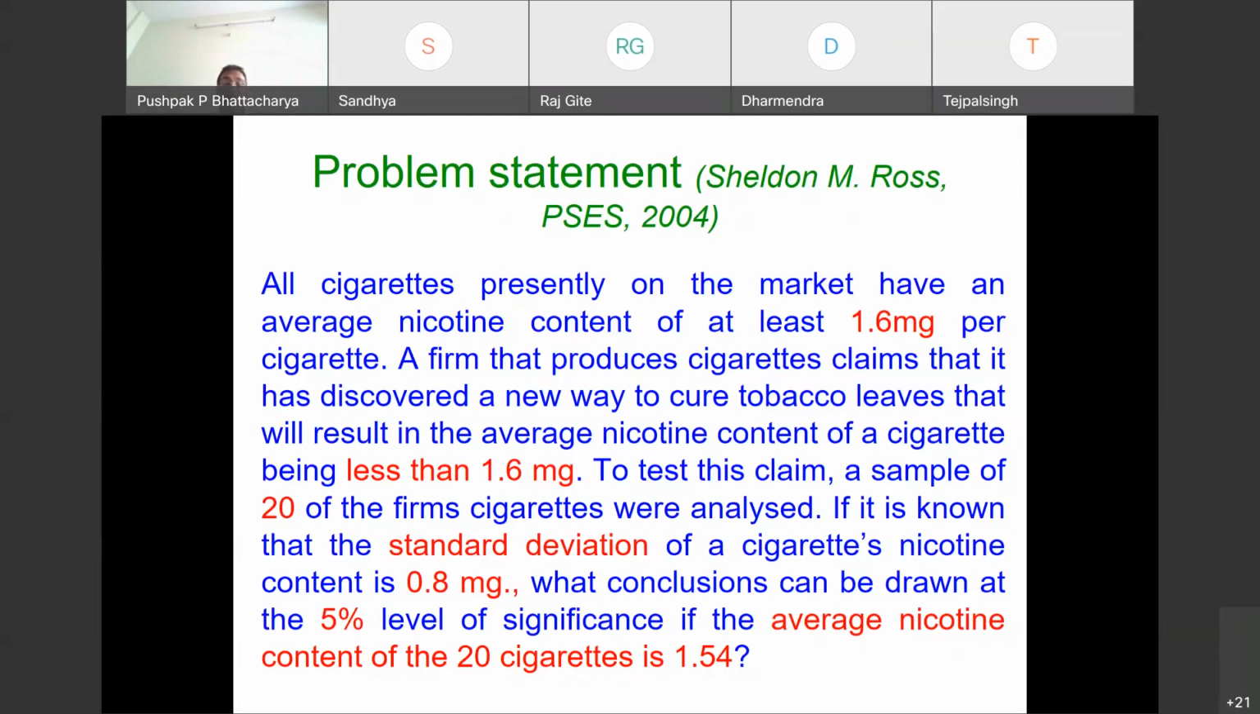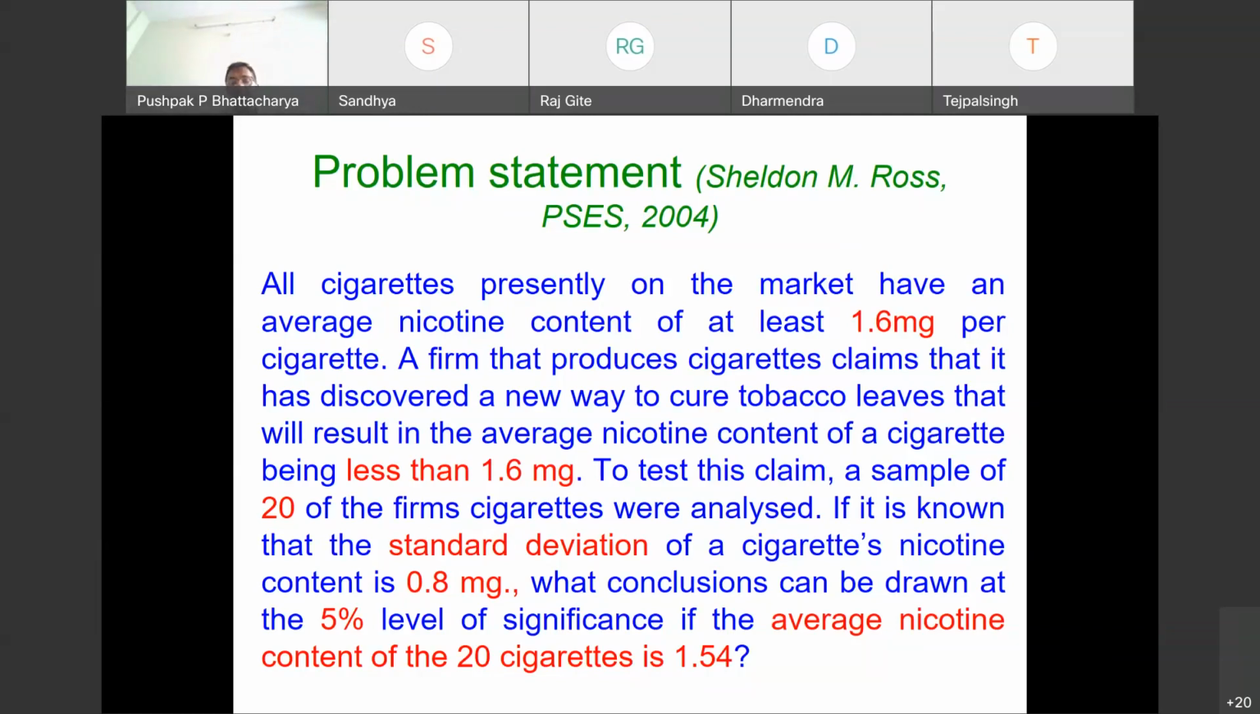Now, if it is known that the standard deviation of a cigarette's nicotine content is 0.8 mg, what conclusions can be drawn at the 5% level of significance if the average nicotine content of the 20 cigarettes is 1.54? So you see, I've taken a sample of 20 and obtained the average nicotine content as 1.54. Since it is close to 1.6, and less than that, I can believe the company and say, yeah, I believe you. You have reduced the nicotine content. But that will not be principled. It's very simple and simplistic also. It is not a correct procedure.